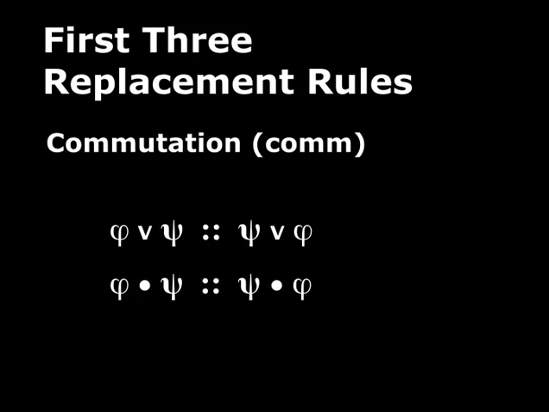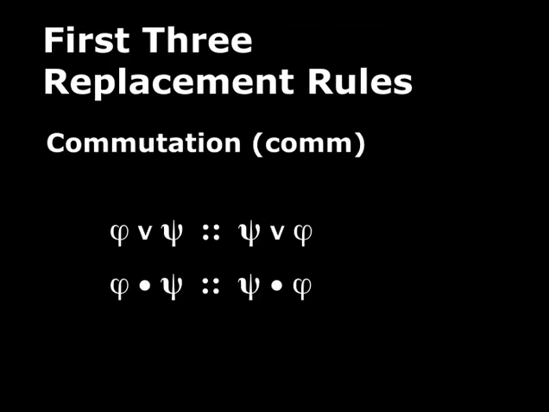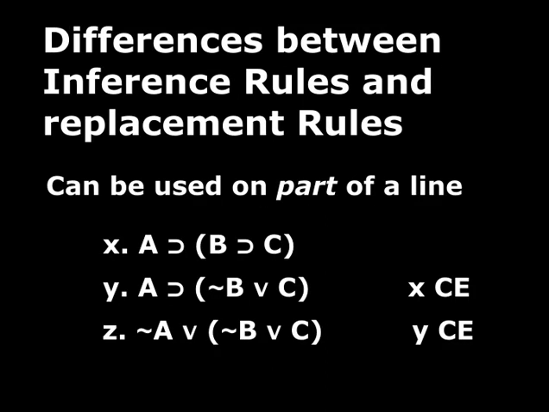Before we see some examples, I want to talk about some of the differences between inference rules and replacement rules. One difference, which we've already seen, is that we represent them differently. Instead of a vertical sequence of lines, it's going to be a horizontal pair of lines, maybe more than one pair. As was the case with commutation, we had two versions, a version for disjunction and a version for conjunction, as you can see here. Some of the rules will have multiple versions like this.